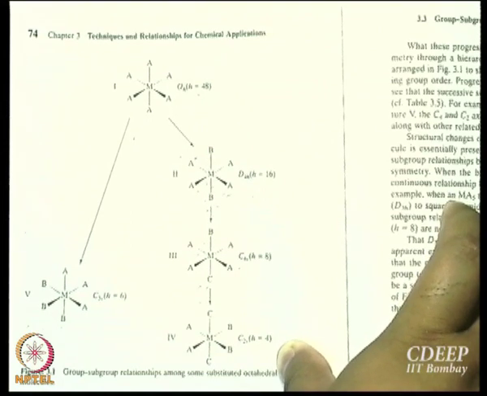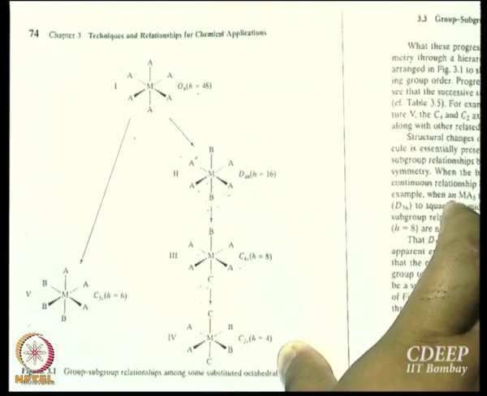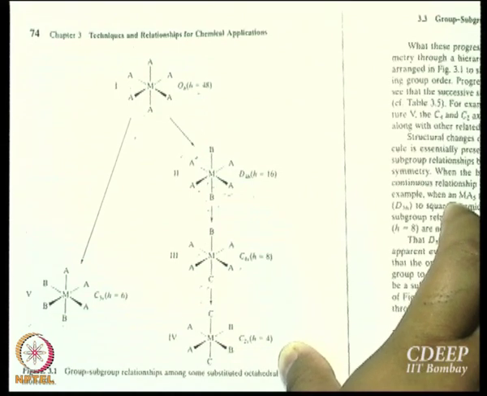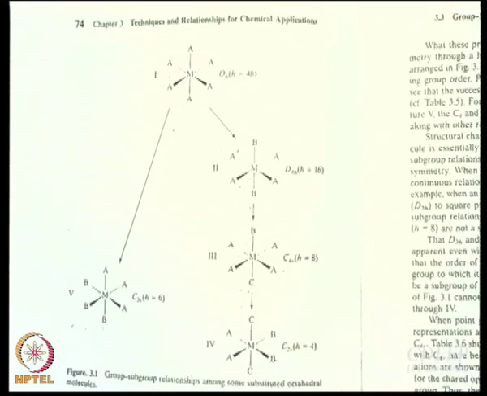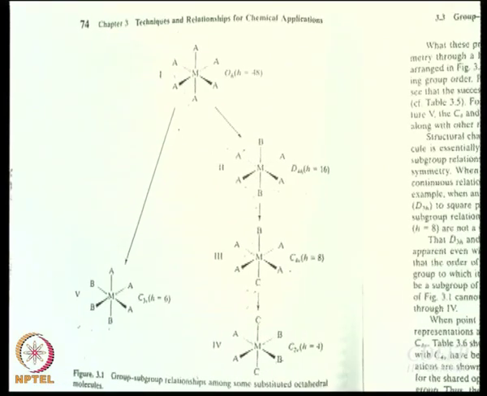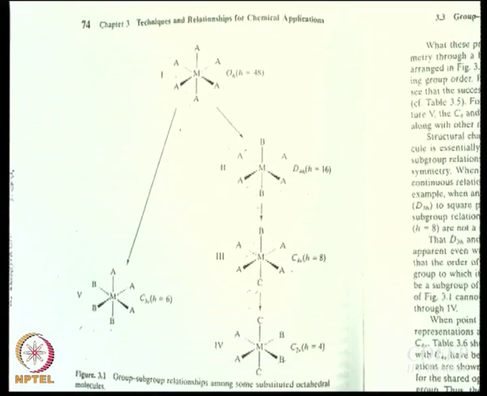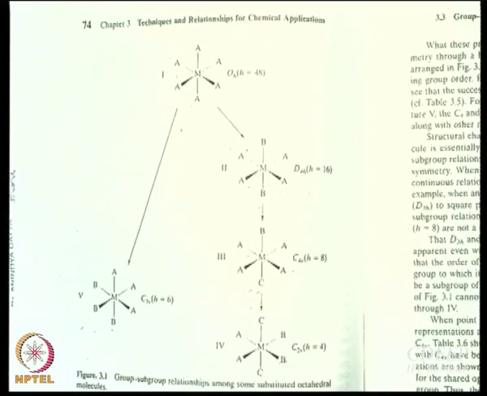And what is the meaning of subgroup? That means some of the symmetry operations of the big group, the original group, are retained, some are gone. Okay? Now, what effect does this have on the character table? Some of the symmetry operations are retained and some are gone. Let us see what effect it has on the character table.